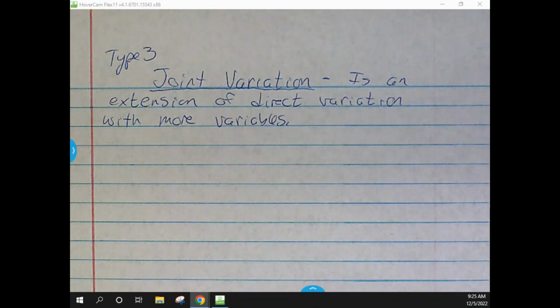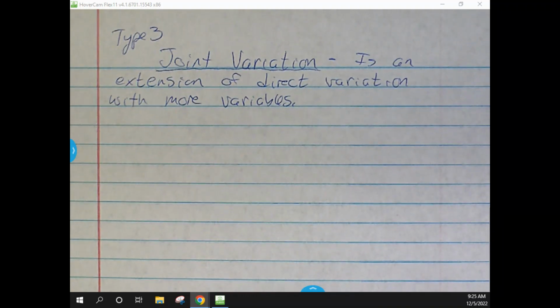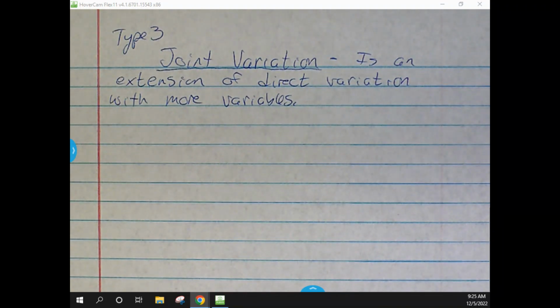With more variables. And that's all that joint variation is. It's just taking direct variation. Instead of saying that this variable is the same as this variable, it's going to stretch it out so that it's extra variables multiplied by itself.